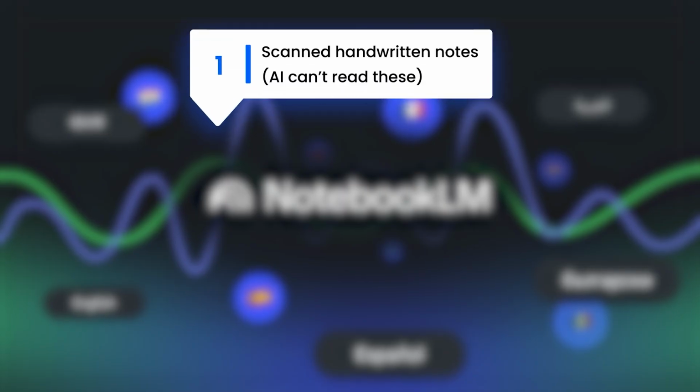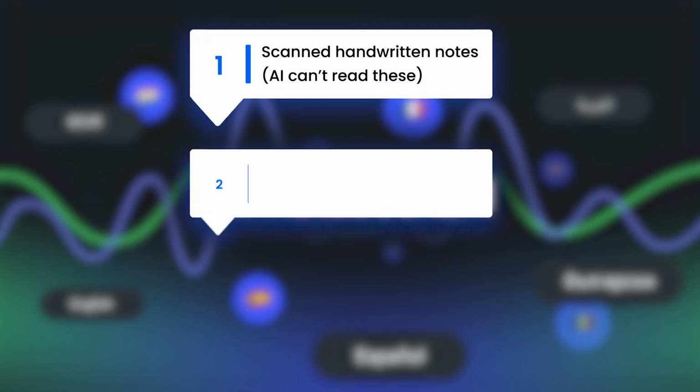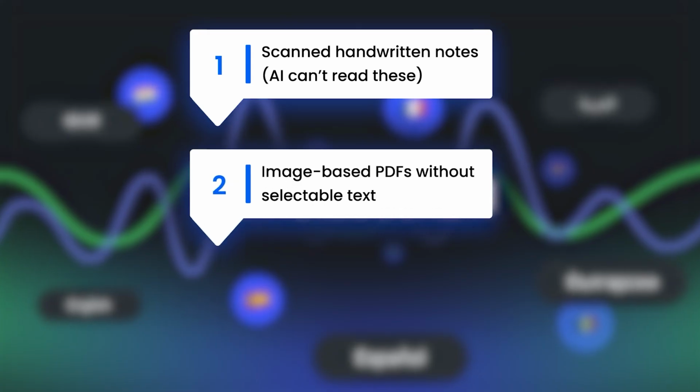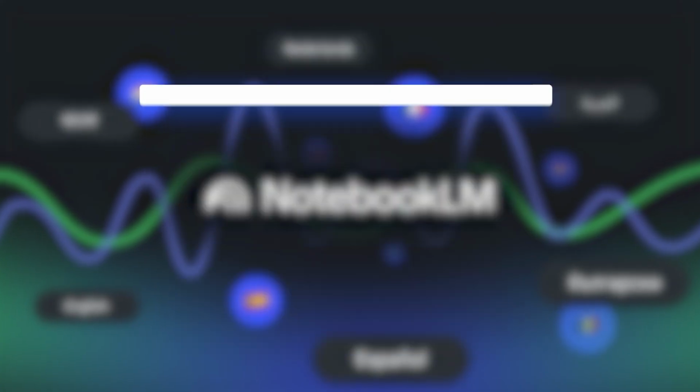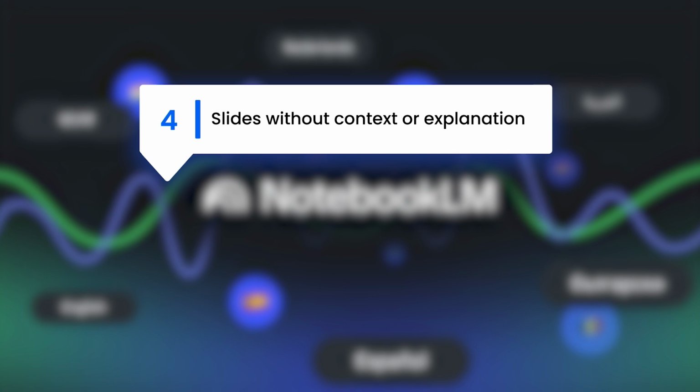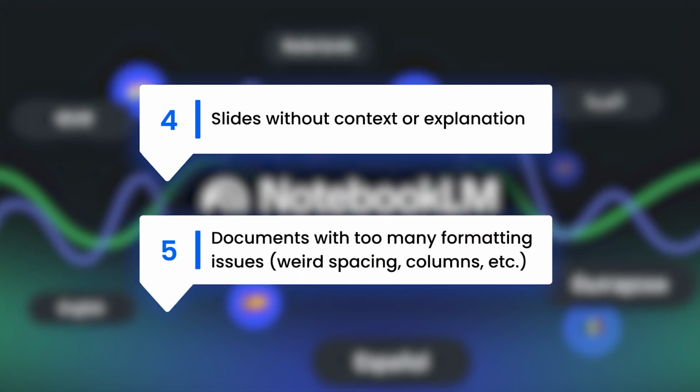What to avoid uploading? Scanned handwritten notes. AI can't read these. Image-based PDFs without selectable text. Random screenshots. Slides without context or explanation. Documents with too many formatting issues, weird spacing, columns, etc.